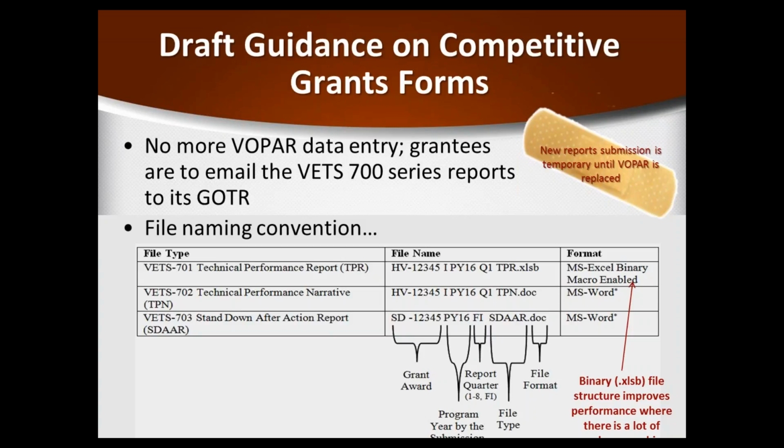We anticipate it will take maybe 2 to 3 years to roll out this new system after acquiring the business processes and the programming language and doing pilot tests of the forms themselves. In the interim, for the next 2 or 3 years, grantees will be emailing the TPR workbook, the TPN form, the stand down after action report to your GOTR or DVET, who's responsible for your grant.